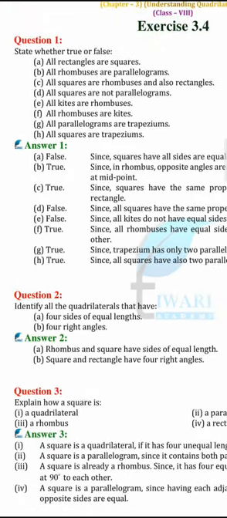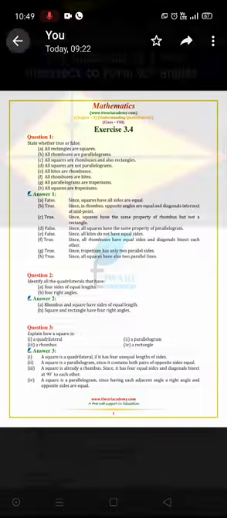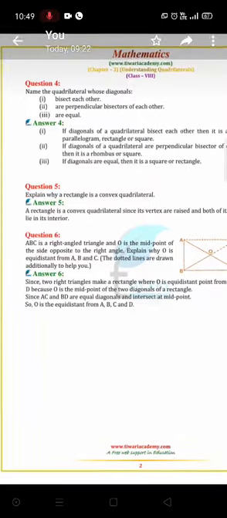Okay. Now D part, a square is not a parallelogram. It is false because a square is a parallelogram. Okay. So my dear students, I explained the first question. Now you see question number 4.